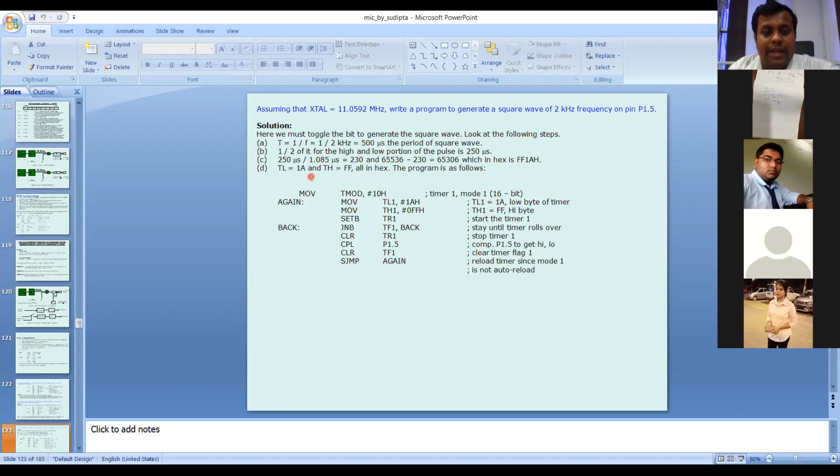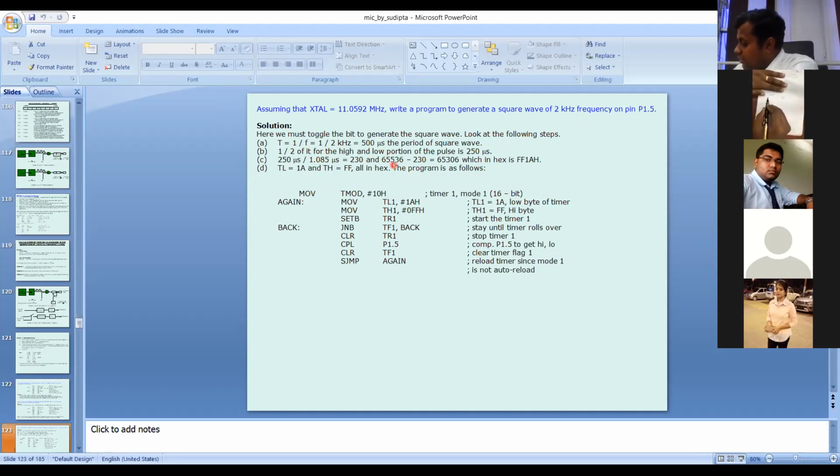Next, you need 2 kilohertz. So T is equal to 1 by F, and F is equal to 2 kilohertz, so you will get 500 microseconds.